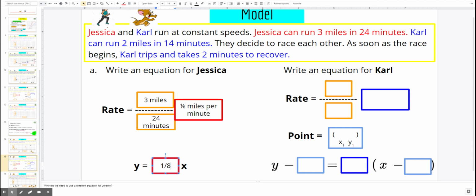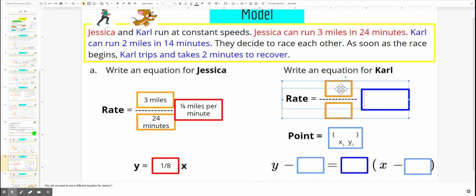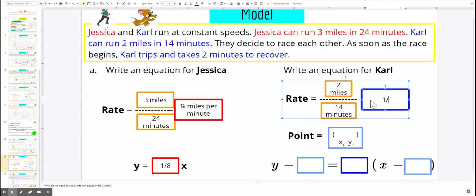Now Carl's is a little trickier because he tripped and fell. We always need the rate though. So the rate is distance divided by time. So Carl's distance is 2 miles, and he could run that in 14 minutes. And I see that this fraction can be simplified again. They can both be divisible by 2. 2 divided by 2 is 1 in the numerator, and 14 divided by 2 is 7, so 1/7 miles per minute.